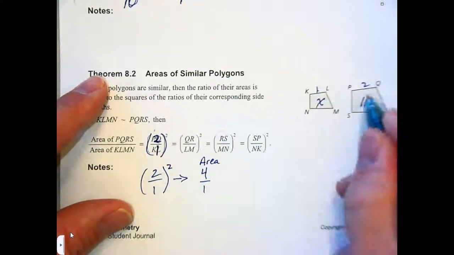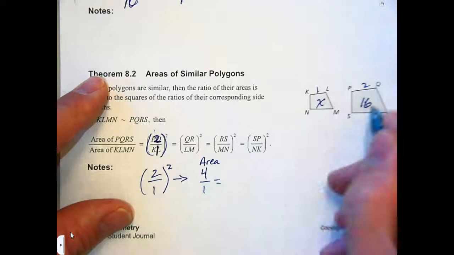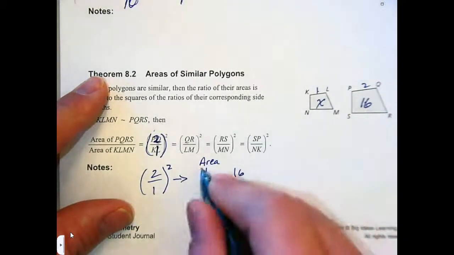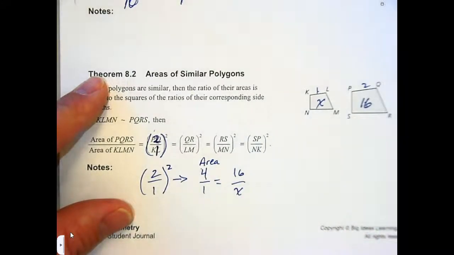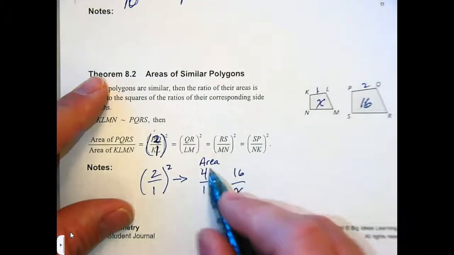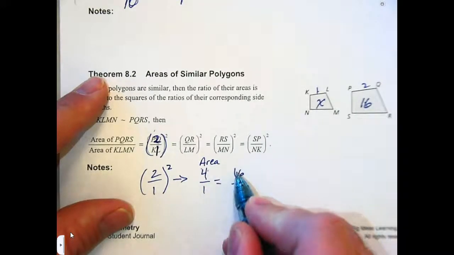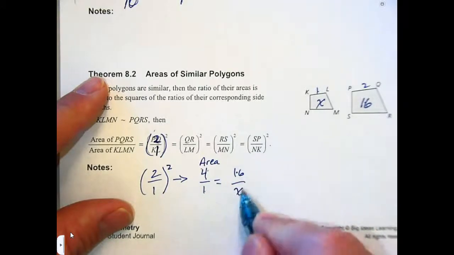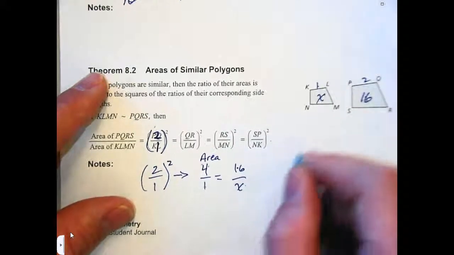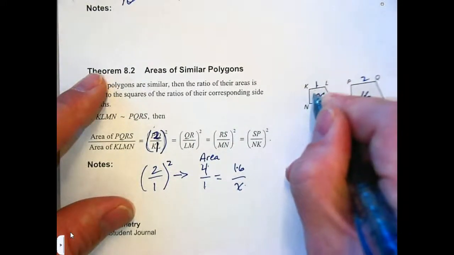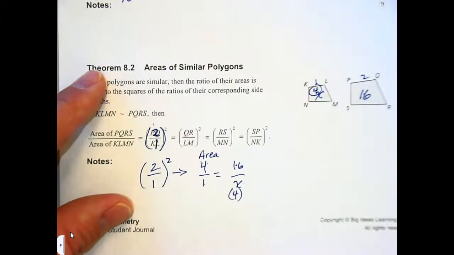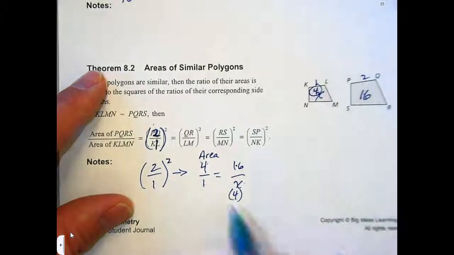So if I know the big shape is 16, and I want to know the small shape, I have to use this proportion. In this case, we could cross multiply and divide, or you could say, 4 times what is 16? 4, so 1 times 4 is 4. So the area of this one is 4. x would have to equal 4 to make that a true statement. And by the way, that's area.